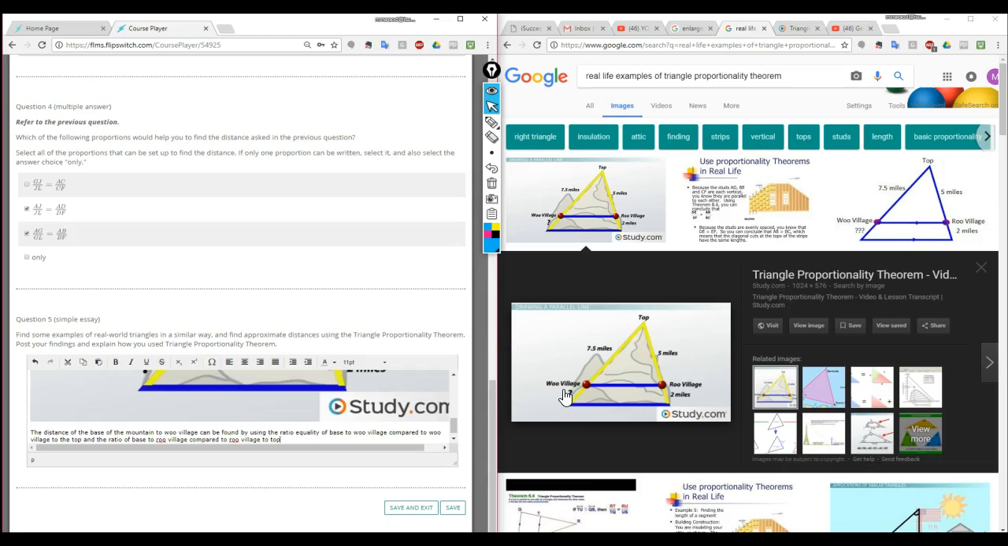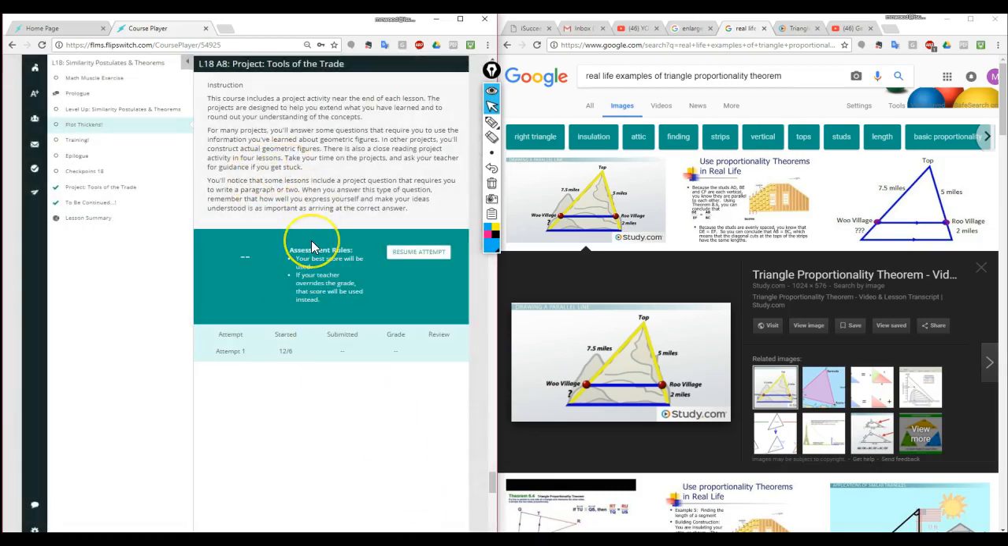And then I would save this, save and exit it, and then you'll be ready to do the next portion of the project in lesson 19. And so I want a different picture instead of this one, and not the diagram right here either. So I want you to find a different picture and explain how you would find the missing piece of the sides.